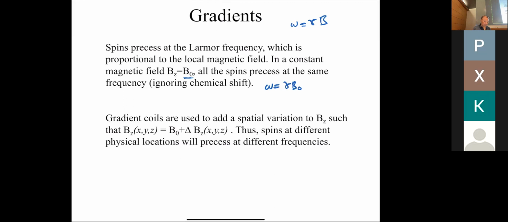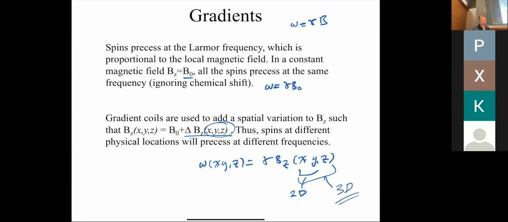So the job of the gradients is to create this delta B that is a function of X, Y, and Z. I'm going to change the field such that now omega, the precession frequency, is proportional to something that depends on X, Y, and Z. To keep things simple, we're just going to focus on X, Y in this course. That's 2D imaging. Clinically, we do a lot of 3D imaging. It's the same principle, just a little more complicated. If you understand 2D imaging, then 3D imaging is just the extension of that.